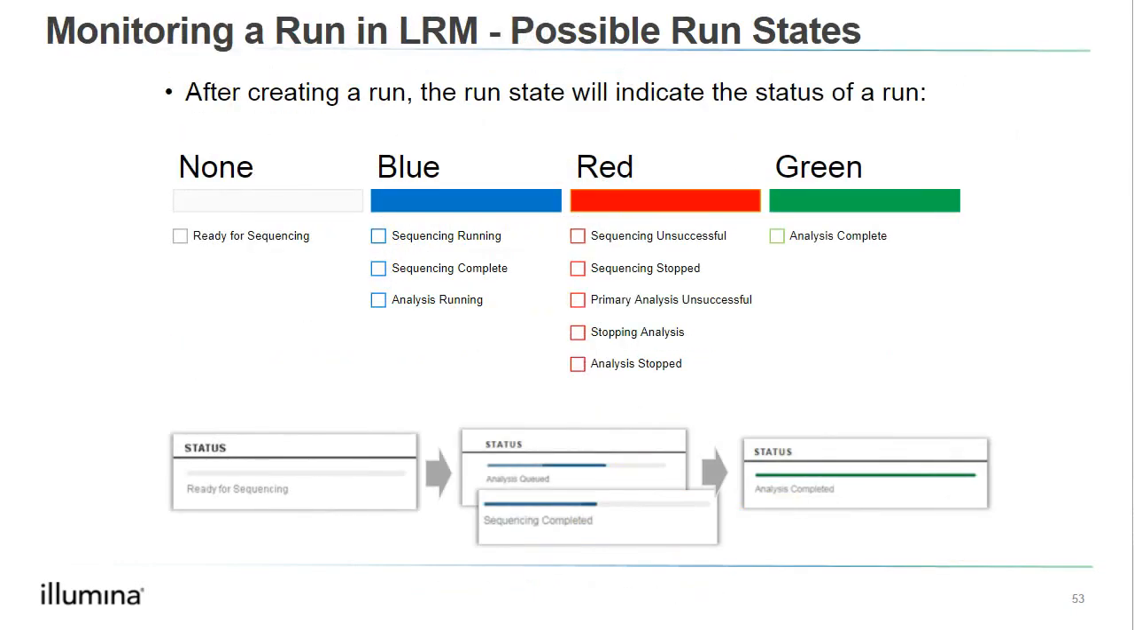If you're monitoring the run in Local Run Manager, there are several possible states, and these are color-coded. So if you just see ready or no particular color here, that just means that the run is set up and ready for further input. Anything in the blue status means something is underway. Sequencing is running, complete, or analysis is running. Red means something has gone wrong. So either the sequencing itself was unsuccessful or there was some problem with the analysis. Green means everything is complete and is hopefully what you see at the end of your run.